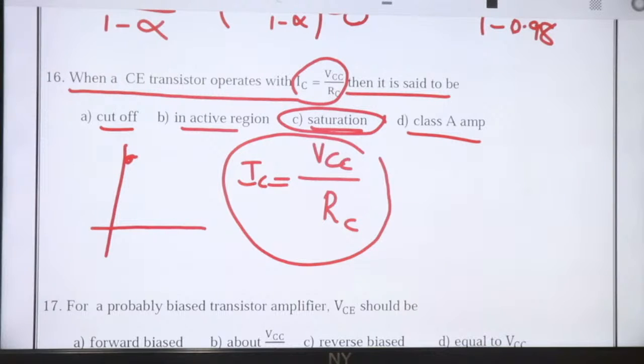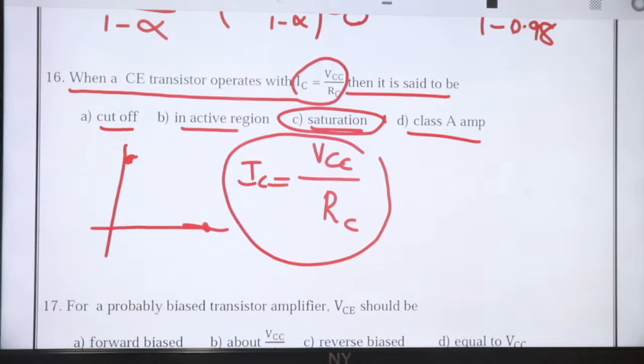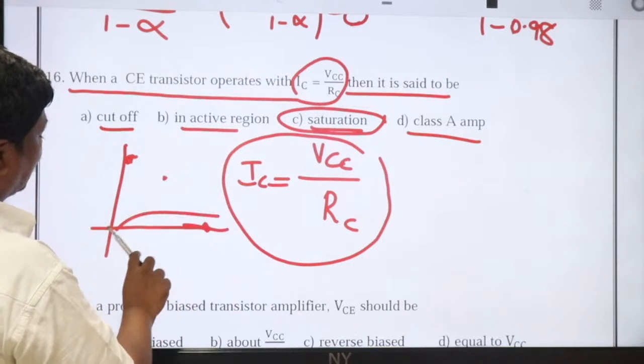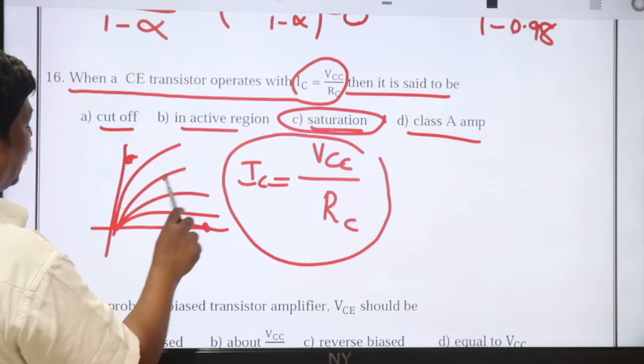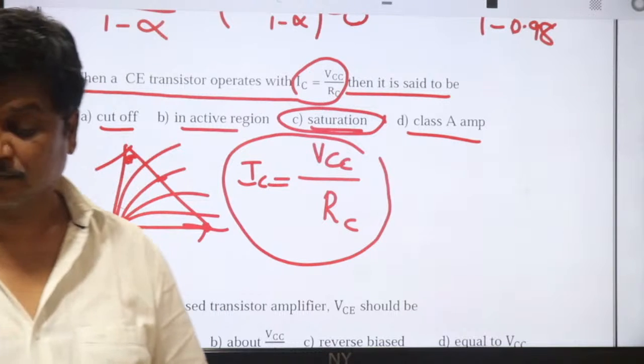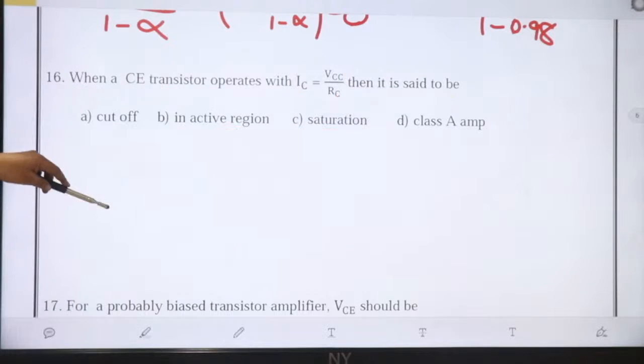When you select the operating point here, it is saturation. When you select the operating point here, it is cutoff. When you select the operating point here, that is active. So this is what the transistor characteristics show: the middle of the load line is the active region. Right, okay? Next question.